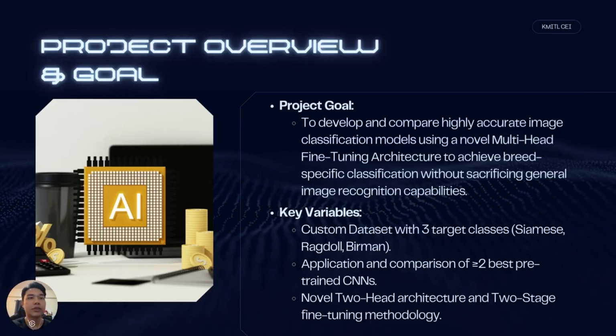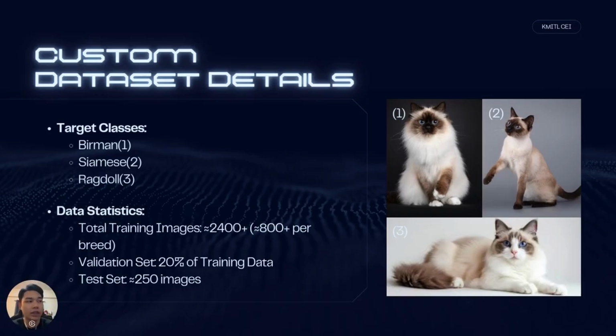Our main goal was to build and compare image classification models that accurately identify specific cat breeds, for example Burmans, Siamese, and Ragdolls, while still maintaining general image recognition abilities. Here we introduce a multi-head fine-tuning architecture that allows the model to handle both specific and general images effectively. We compare at least two pre-trained CNNs to see how well each performs under the new setup. Next will be our custom dataset and details.